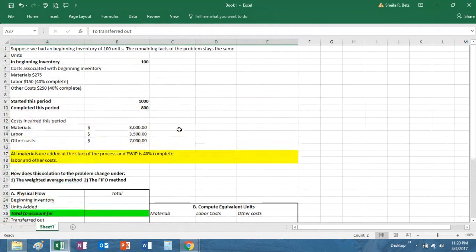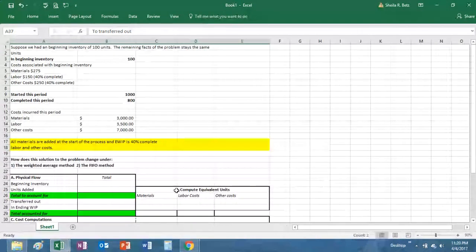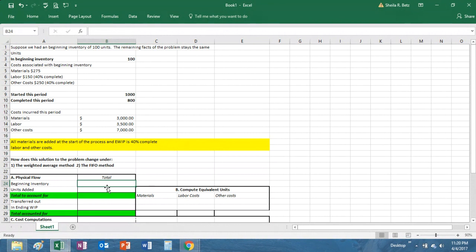So the first thing is we have to complete the physical flow, so we know how many units were where and when. We had 100 units in beginning inventory, and it tells us that we started 1,000 units. Units started and units added are the exact same thing. It just means this is new production that we began during the month. So the total to account for is 1,100.